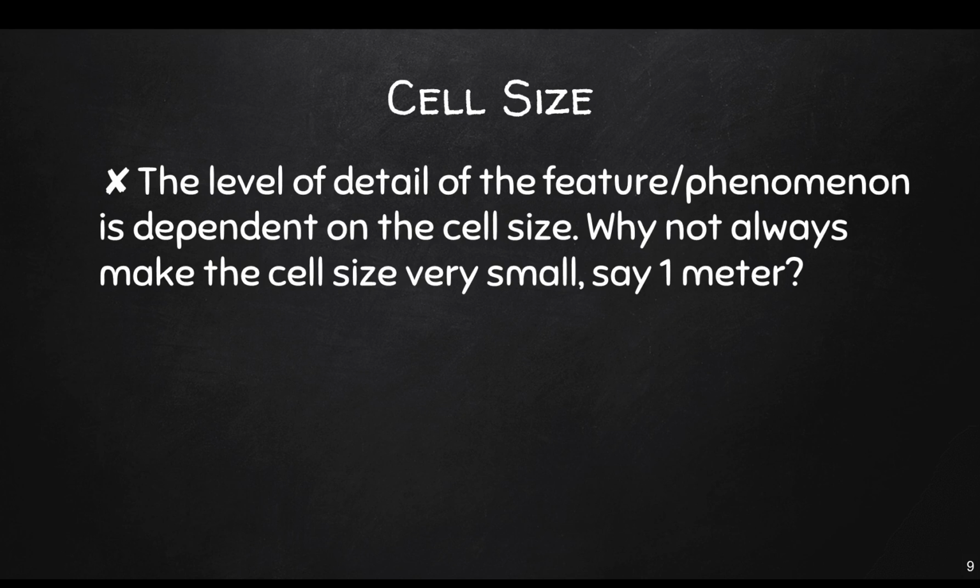So the level of detail of the feature or phenomena is dependent on the cell size, right? So why not make the cell size very small, say a meter? Instead of mapping the Earth's surface, for example, as a grid of 30 by 30 meters, why don't we do 1 meter by 1 meter? That's going to be a much smaller area on the Earth's surface, and so you're going to be able to distinguish between features much more accurately. So why don't we do this?